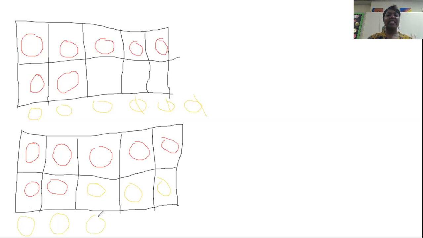So the 6 big paper clips and the 7 small ones, how many are there all together? There are, okay, this is my 10 frame, so I know when I see this is filled, that's 10, 11, 12, 13. So I know that 6 plus 7, it is 13.